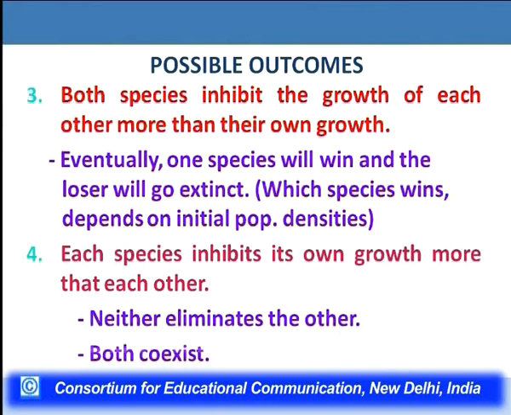That is, interspecific competition is much more as compared to intraspecific competition. Therefore, there will come a time when one of the species will go extinct. Which species will go extinct will only depend on the initial population density. The population which has the higher initial density is usually going to be the winner.